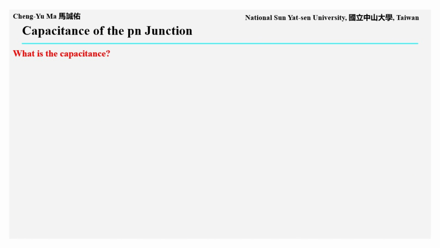After introducing reverse breakdown in the PN junction, we will next introduce the capacitance effect of the PN junction. First, let us define what capacitance is. From the mathematical equation, capacitance C is defined as the derivative of charge Q with respect to voltage V. This means that capacitance represents the change in charge caused by a unit change in voltage. Therefore, the key point of capacitance is how the amount of charge changes when the voltage changes.